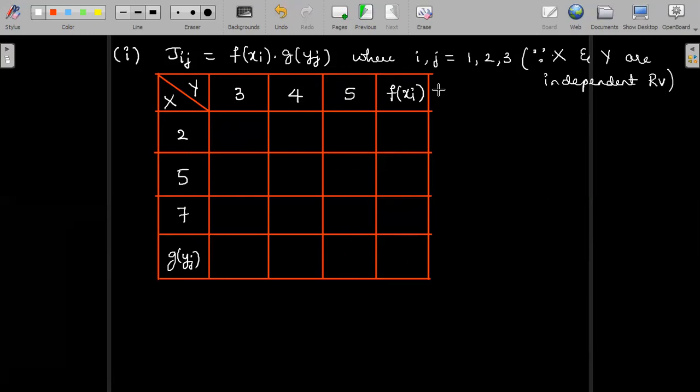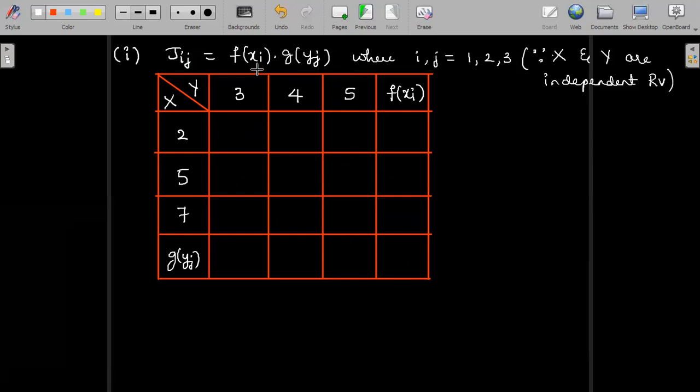We will first write down this part of the table, wherein I want to write down only J11, J12, J13, J21, J22, J23, and then J31, J32, J33. First, I will fill only this much of the table. It is given by the product f of X1 into g of Y1, f of X1 fixed, g of Y2, f of X1, g of Y3. Then with X2, f of X2 g of Y1, f of X2 g of Y2, f of X2 g of Y3. Like that, row wise, we can start filling the values.